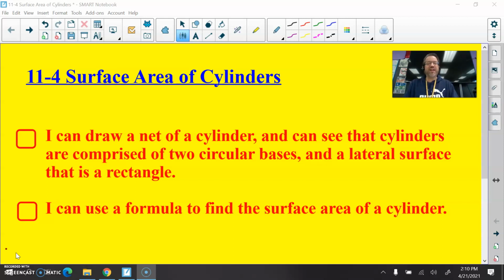All right, and secondly, I can use a formula to find the surface area of a cylinder. We do have a formula we can use that works every single time. And you won't have to memorize the formula. Anytime I ask you to find surface area, I will provide you with that formula. All right, so let's take a look here.